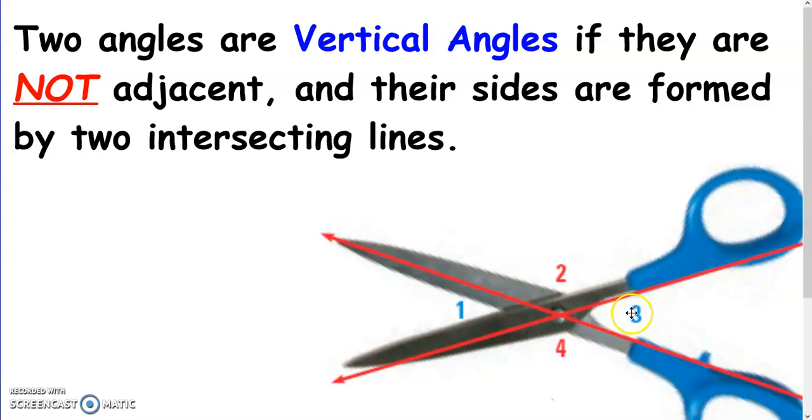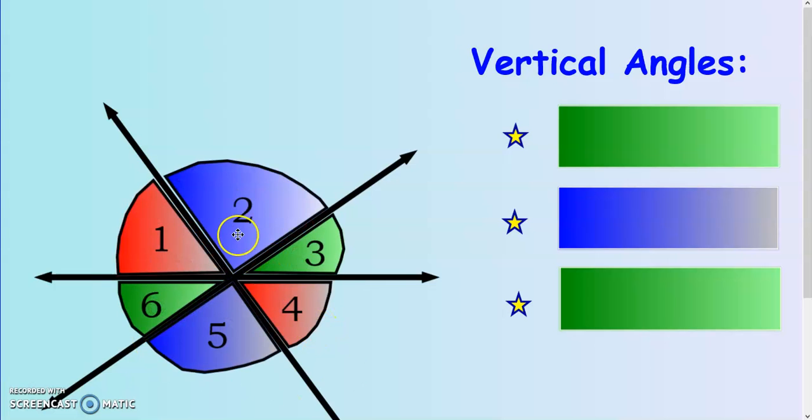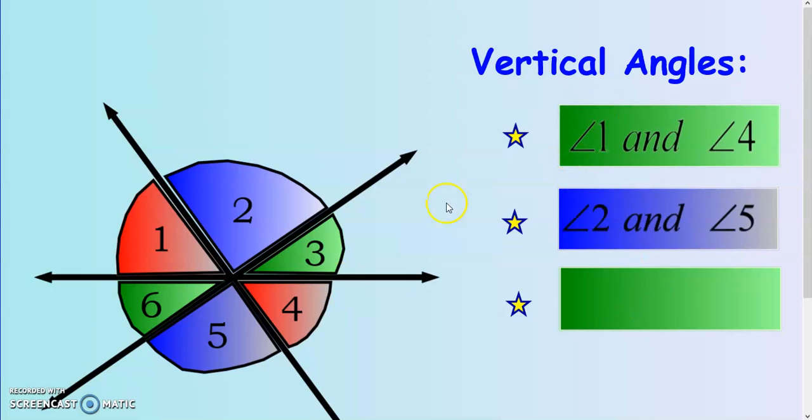For example, angle 1 and angle 3 are vertical angles, angle 2 and angle 4 are vertical angles. So here we have angle 2 and angle 5 are vertical angles. They're formed by these two intersecting lines here. And then we have angle 3 and angle 6 are vertical angles, and they are formed by these two intersecting lines. And then we have angle 1 and angle 4, and they are formed by these two intersecting lines. So you can see angle 2 and angle 5, angle 1 and angle 4, vertical angles, angle 6 and angle 3.